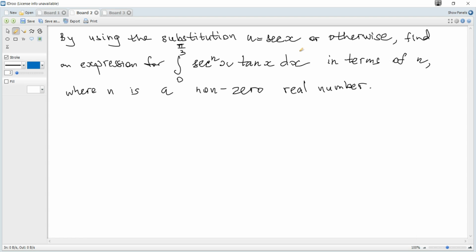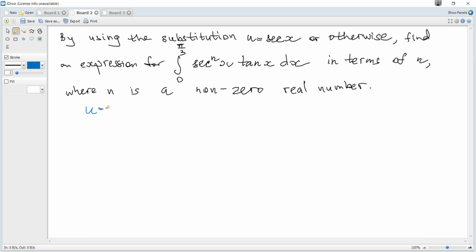By using the substitution u is secant x, or otherwise, find an expression for a given integral in terms of n, where n is a non-zero real number. When we use the substitution, the idea is the following. We need to get an integral in terms of u only, so that it can be integrated without a calculator.